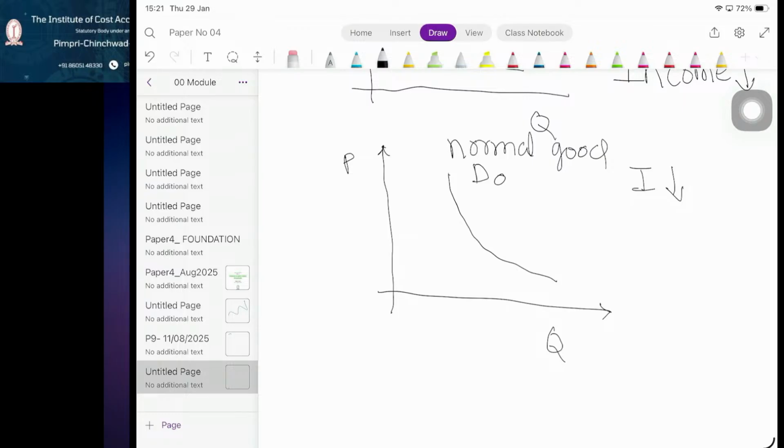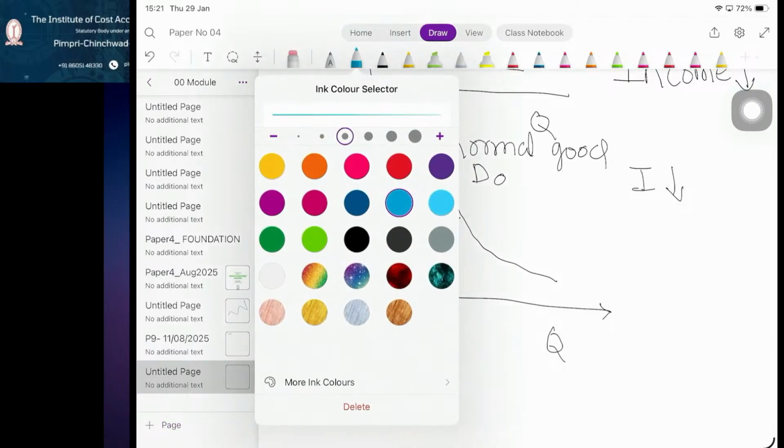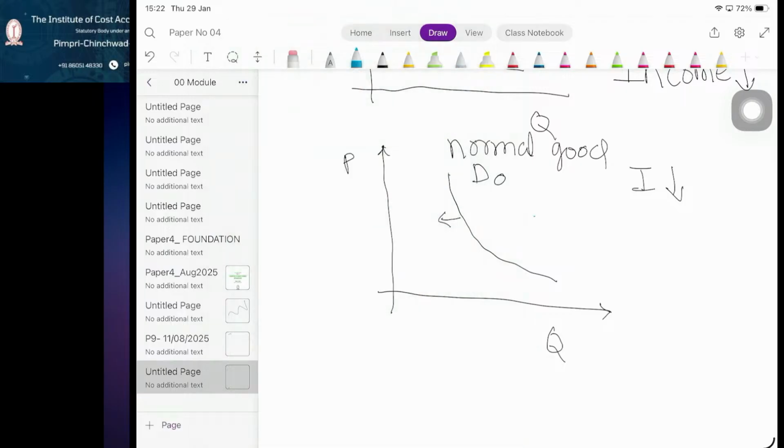Yes, absolutely correct. That's very good. It will decrease, meaning the original demand curve is here and the new demand curve will be something like this. So D1 is the new demand curve where the demand has decreased. Have you all got this?